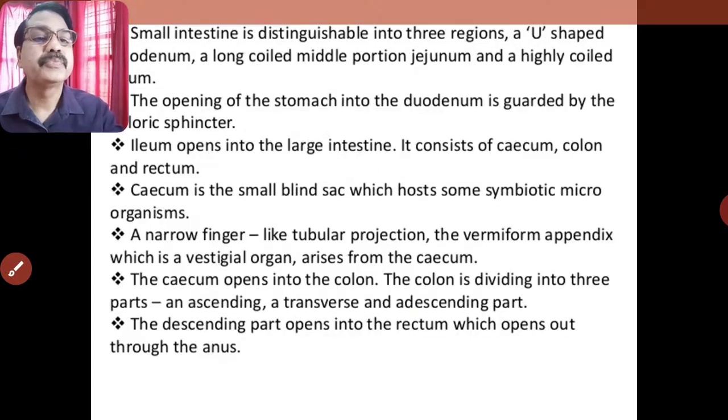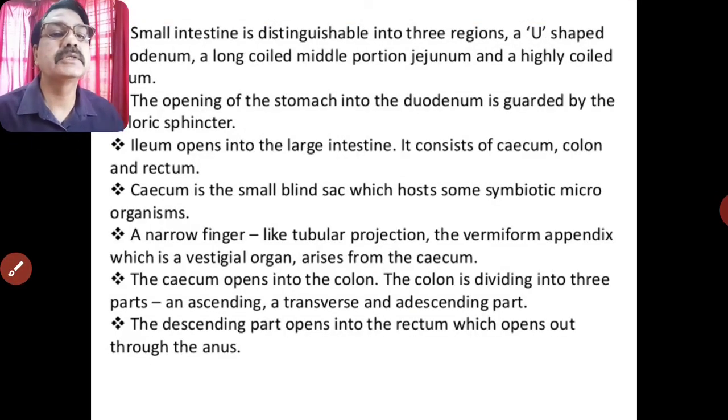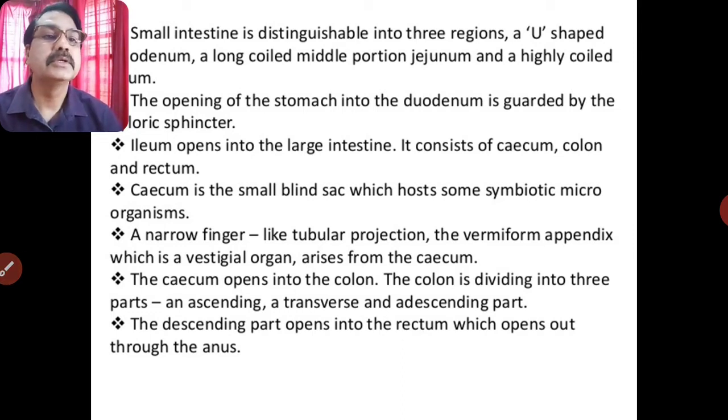You see here the small intestine is distinguishable into three regions: a U-shaped duodenum, a long coiled middle portion jejunum, and a highly coiled ileum. The opening of the stomach into the duodenum is guarded by the pyloric sphincter. So the pyloric sphincter is situated in between the stomach and the duodenum, and it allows the slow passage of the food from the stomach to the duodenum.